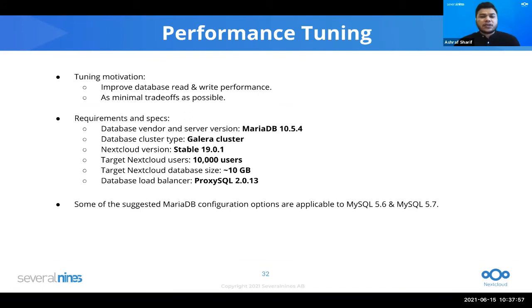Basically, the Nextcloud usage might vary, but for this performance tuning, I have put an estimation for the total Nextcloud database size to be around 10 GB. The total database size is one of the most important key components that we have to look at when you start to tune the database server, because it can influence the disk-related and buffer-related parameters. Most of the suggested MariaDB configuration options in this slide are also applicable to MySQL-based database servers.